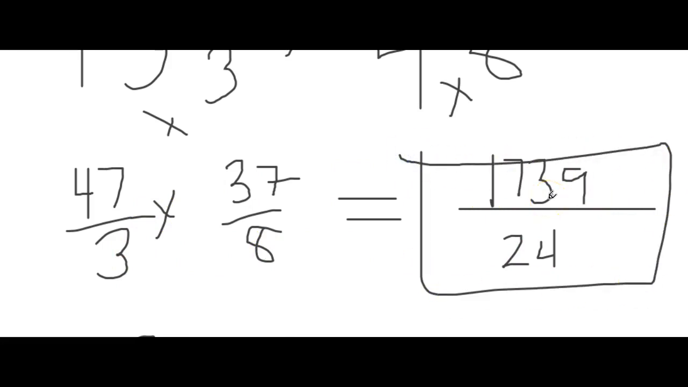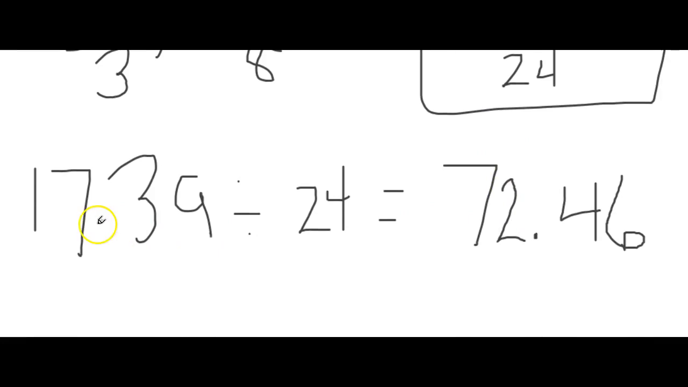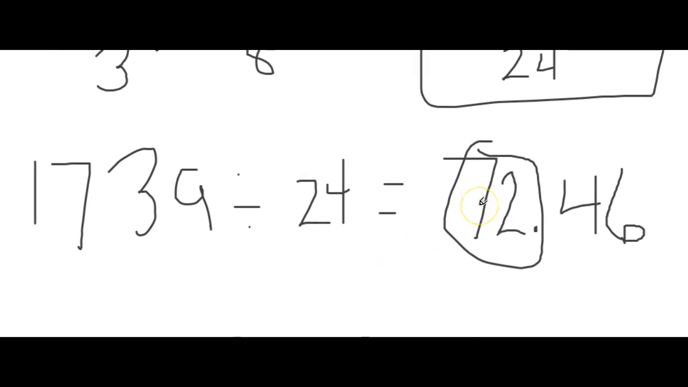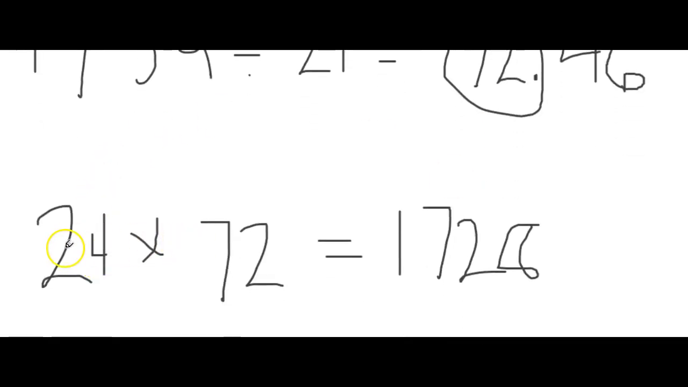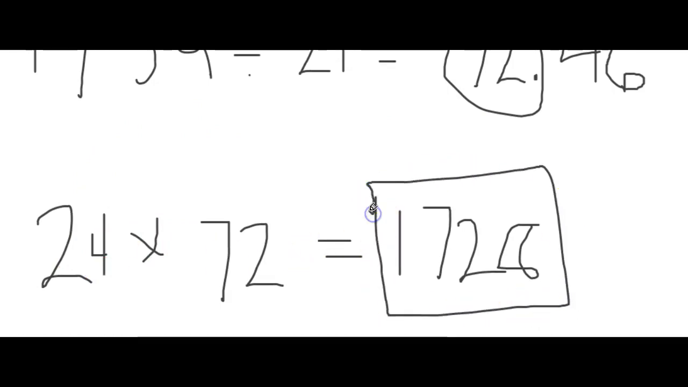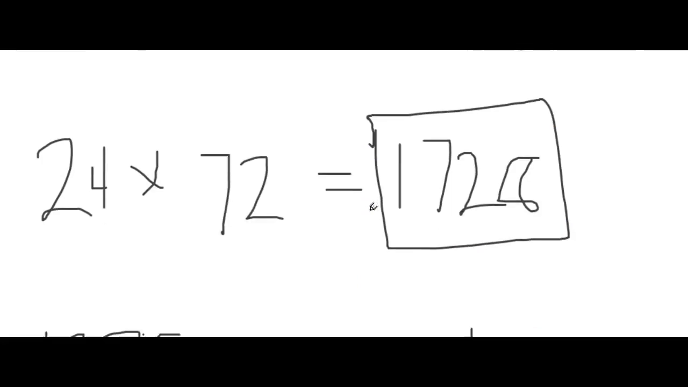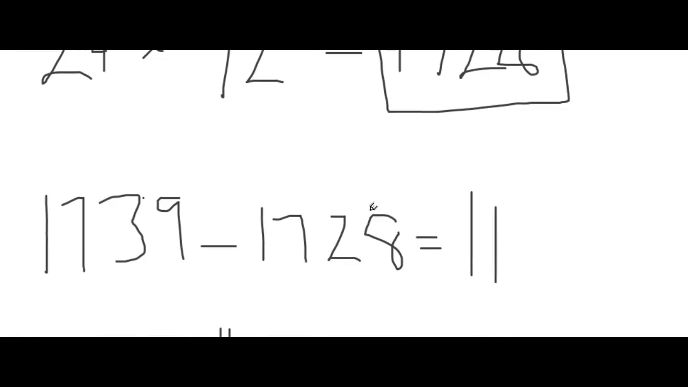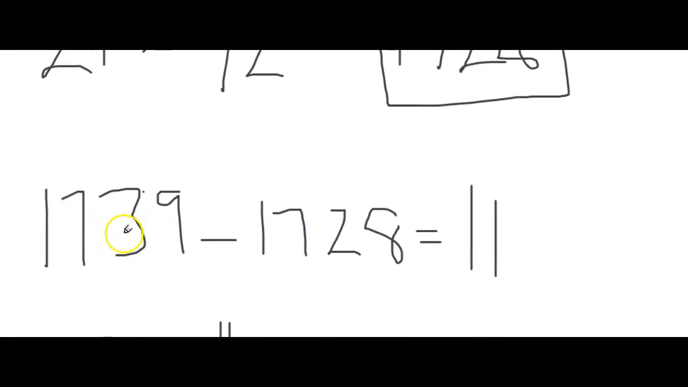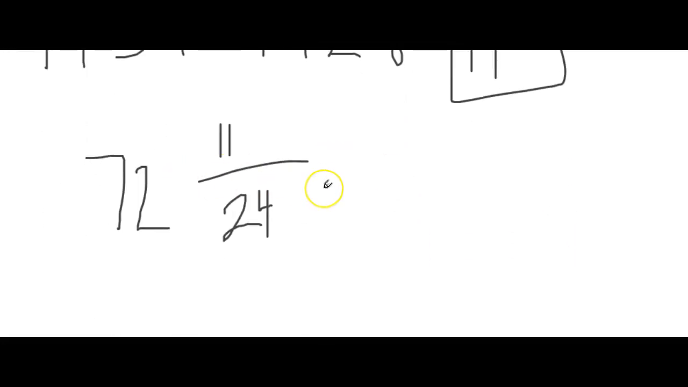I want you guys to try to just use your calculator and divide this. If you divide 1,739 by 24, you get 72 and you get a fraction. Okay, so that means that my whole number is 72, right? So I'm going to take this 72 and multiply it by 24. And what that gives me is 1,728. Okay, I'm going to take that 1,728 and subtract that from the 1,739 to get 11, making my answer 72 and 11 over 24.